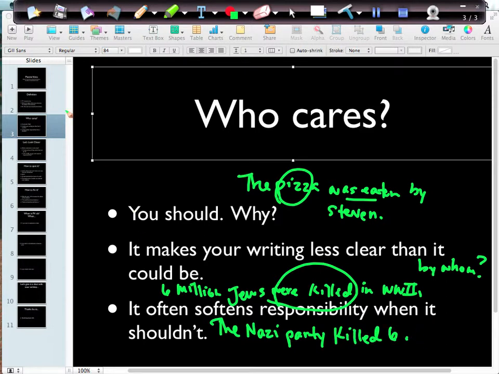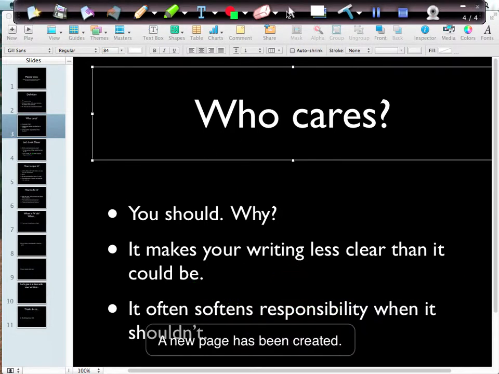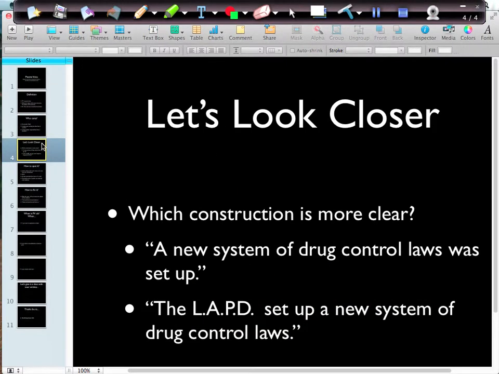Okay, so let's continue. Let's look at this construction just a little bit closer. This is basically the same sentence. One is in passive voice construction and one isn't. A new system of drug control laws was set up. What are we missing? Who set it up? By whom? Where's the responsibility?